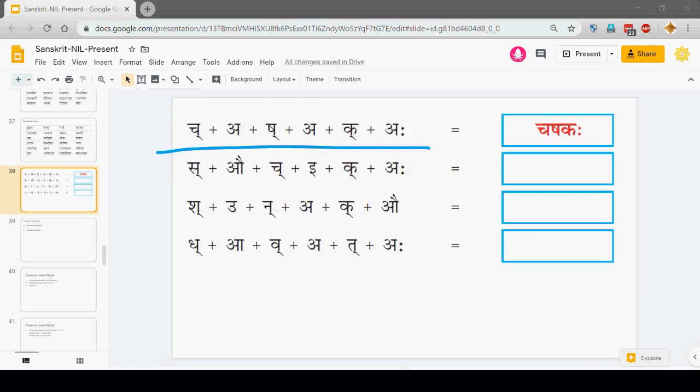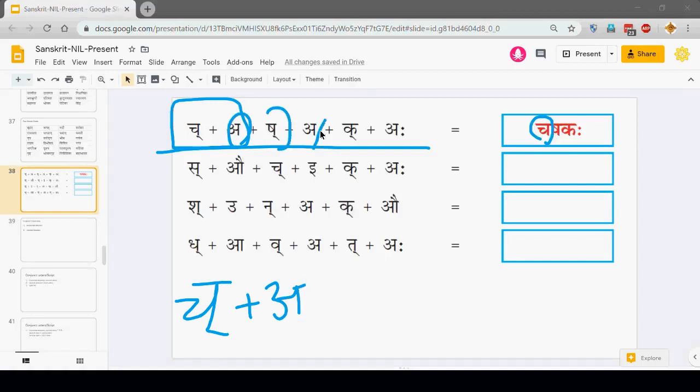For example, chashakaha. This one has each letter here, for example cha, each syllable. The cha has two parts, two sounds in it. One is the consonant sound of cha, and then there's a vowel sound in it. Then there's the sh consonant part, the k consonant part, and then at the end aha is a vowel and then there is a visarga sound. So chashaka.